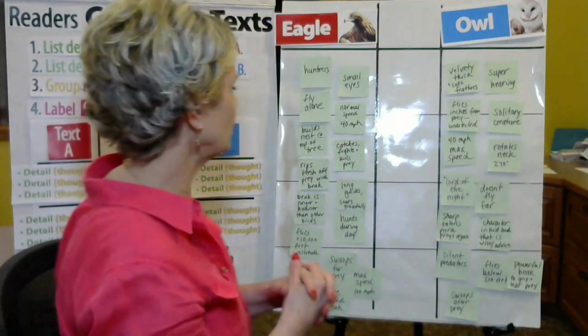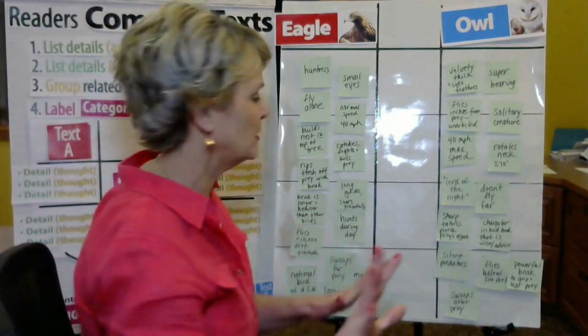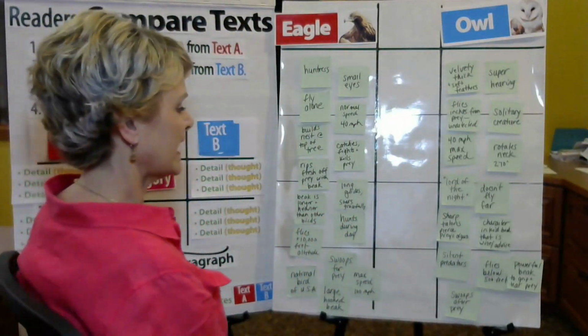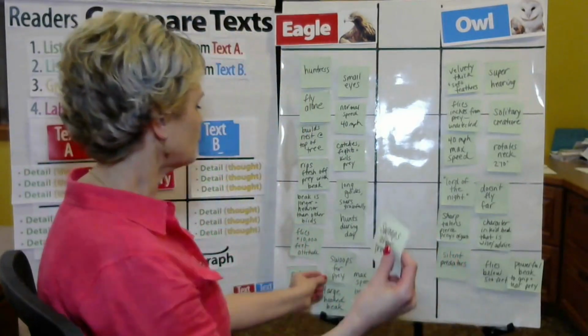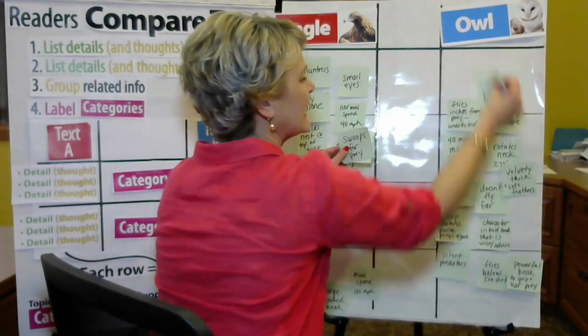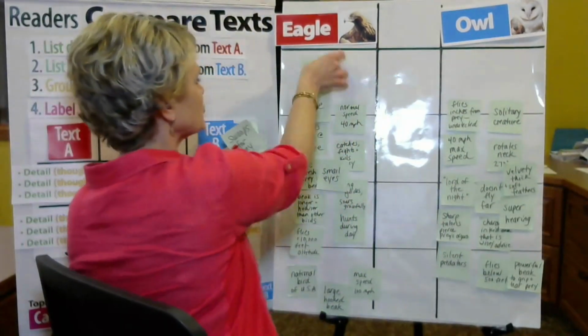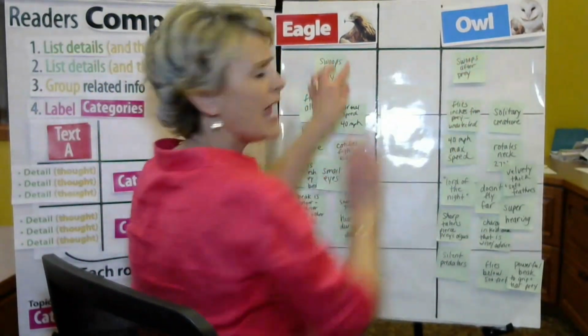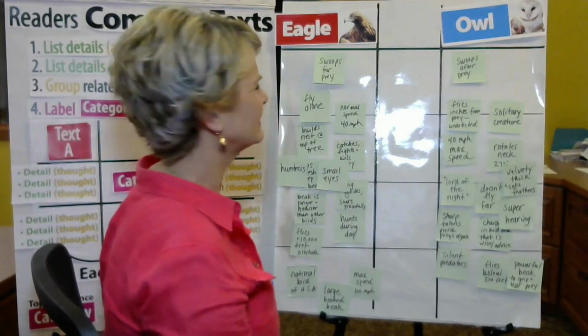Okay, so let me show you how I would do this. Now, some of you are going to do this. You're going to say, swoops after prey, swoops after prey. I got it, Miss Smeckens, move those down. I got my first row. My first row is swoops after prey. Wait a minute. What?